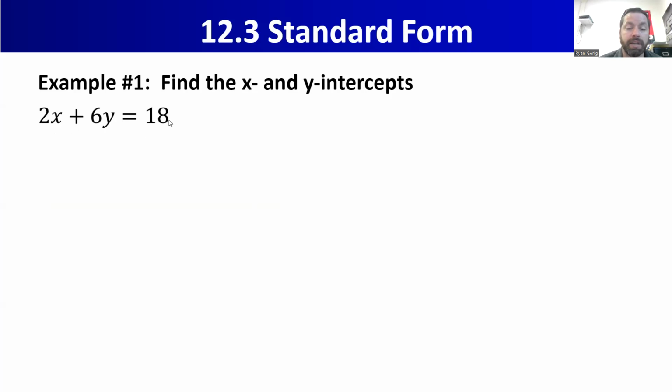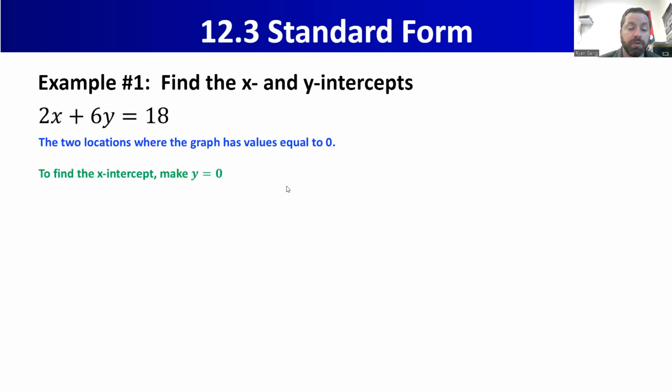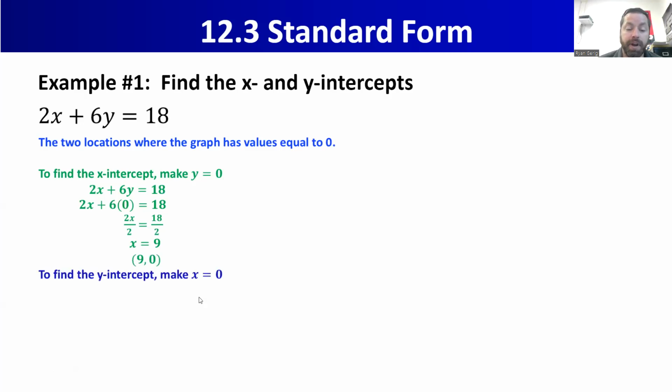So here's an example of a problem written in standard form: 2x plus 6y equals 18. We're going to find the x and y intercepts from this equation. Again, the two locations where the graph has values equal to 0 are the x and y intercepts. To find the x-intercept, you want to make y equal 0. So I'm going to put 0 in for y. 6 times 0 is 0, and 2x plus 0 is just 2x. So the left-hand side just becomes 2x equals 18. Divide by 2, I get x equals 9. And so that is the point x equals 9 and y equals 0, so (9, 0).